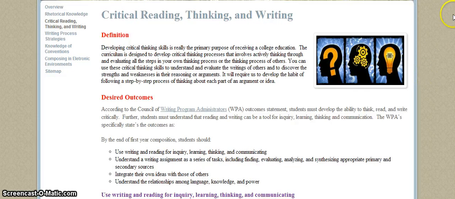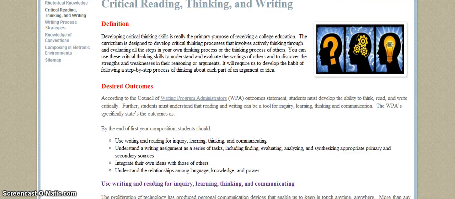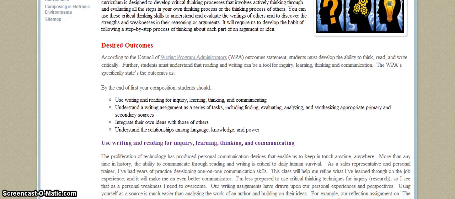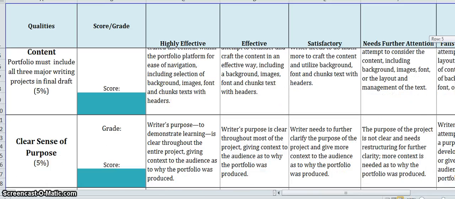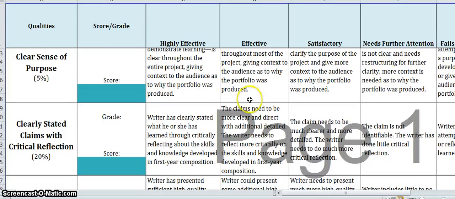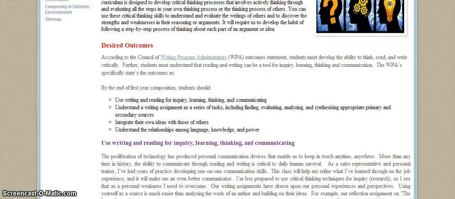So as we look through, one of the main things that I'm looking for is that you were able to use our readings, our discussions, and our assignments to form some claims about this outcome. And as you see in our rubric, as I go on down here, you have to have clearly stated claims with a critical reflection. And so I'd like to take a look at that, since that's worth 20% of your grade in the overall electronic portfolio.